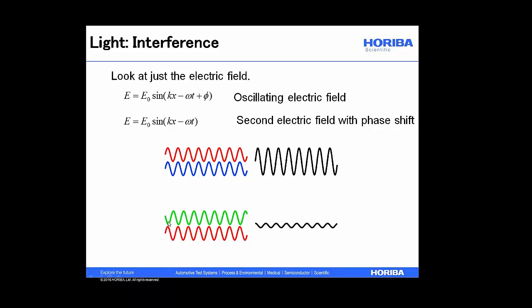If the fields are out of phase, then as you start to add them, they will cancel and you'll have a very weak intensity. Okay? And so it's this interference concept that gives us these scattering phenomena.